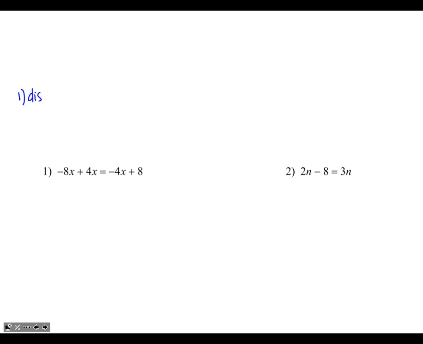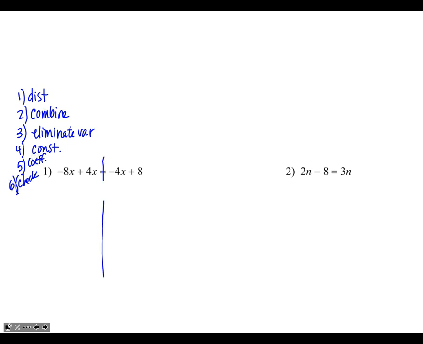Step 1, distribute to simplify. Step 2, combine like terms. That's basically the simplification. Step 3, we need to eliminate one variable. Step 4, eliminate the constant. Step 5, eliminate the coefficient. And step 6, of course, check. Okay, so you can write those over in the margin of your notes, or keep it somewhere else. But let's go through this.